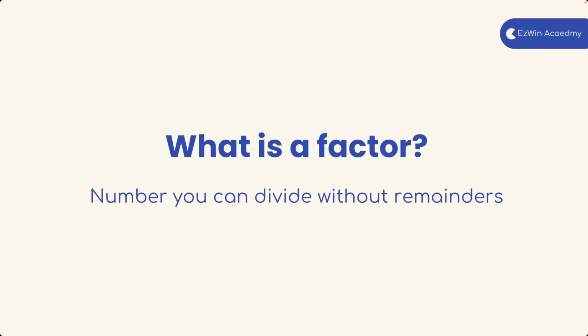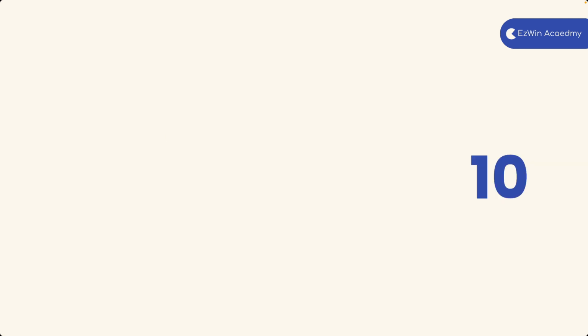So in this video I'm going to share what a factor is. A factor is a number that you can divide by without remainders. I'm going to give you a simple number to get its factors, which is, you guessed it, the number 10. 10 divided by 1 is 10. You can always divide any number by 1 and you get the number. So the factors of 10 are 1 and 10. Then you can do it with 2 as well. 10 divided by 2 is 5. So 5 is also a factor of 10.